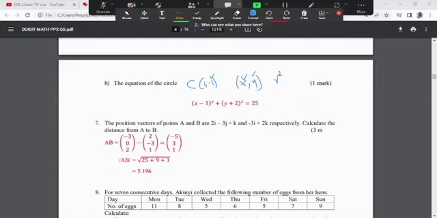So the general form of the equation of a circle is (x minus a) squared plus (y minus b) squared equals the radius squared, where (a, b) is the center. Because it is just one mark, and we are not instructed on the form in which we can leave our answer, we stop at this level. This is the equation of the circle.